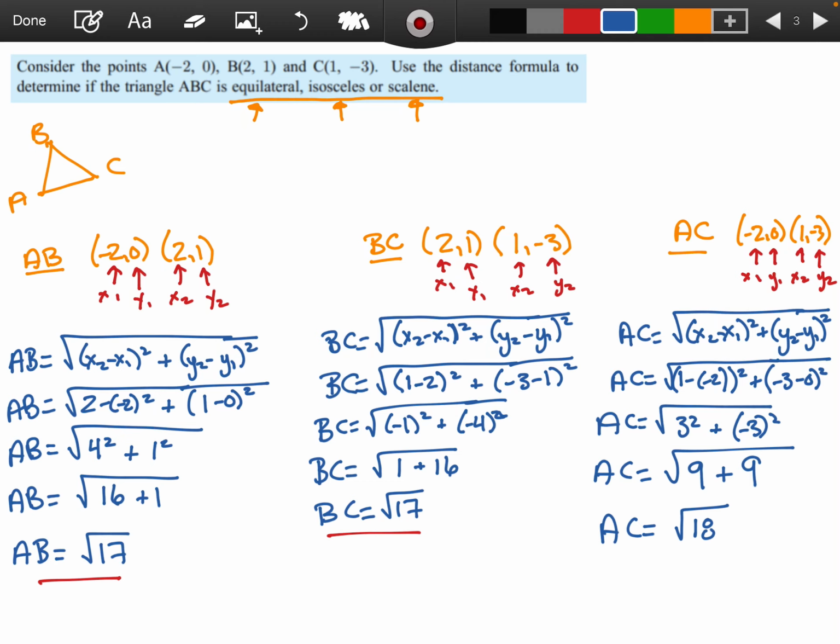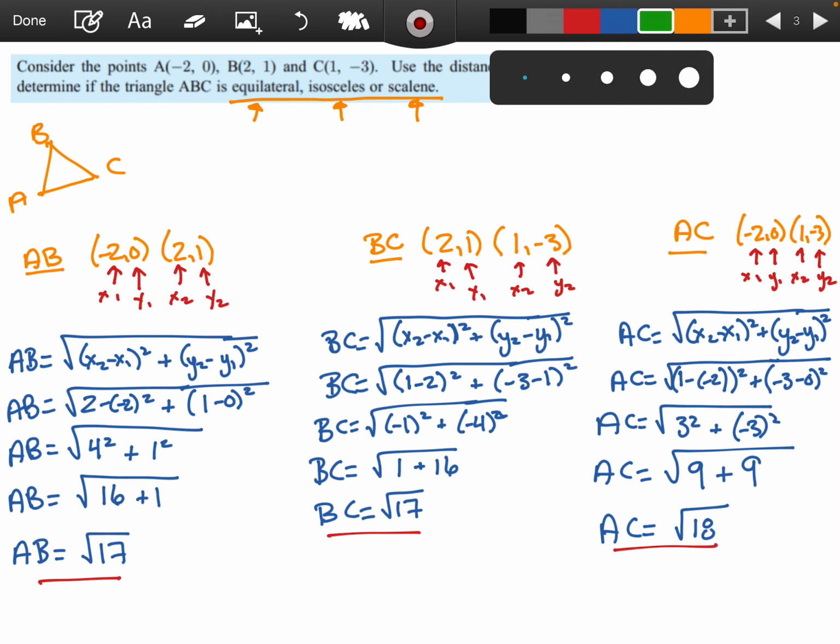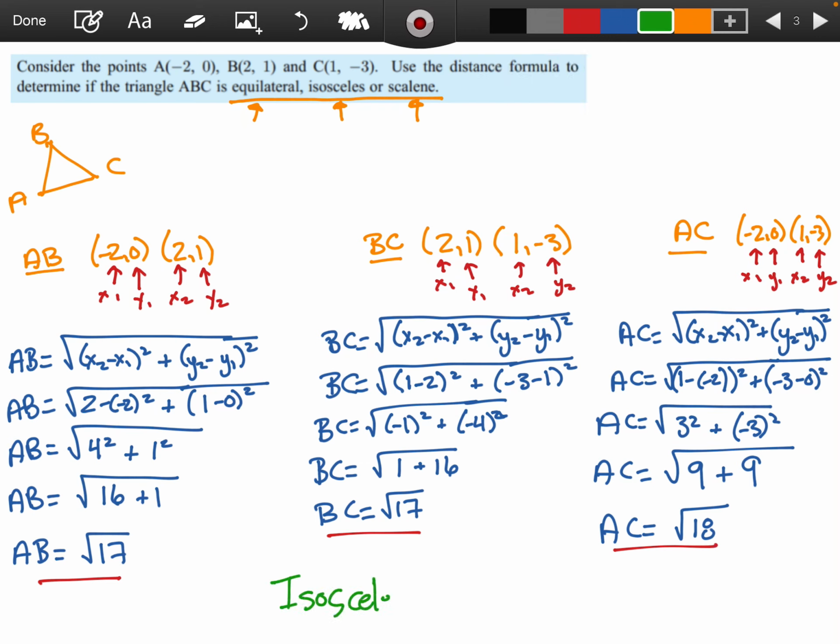So I get that root 18 can be simplified, but for the purpose of this question, I just need to know if the sides are the same or not. So I'm not going to worry too much about simplifying that one. So I see that I have 2 equal sides and one that's not the same as the others. So then this would be an isosceles triangle because 2 sides are the same.